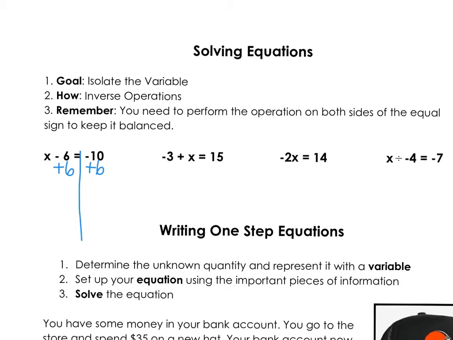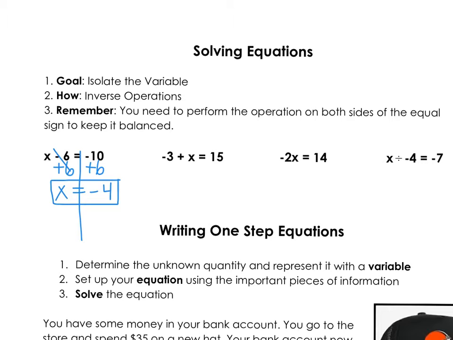And remember, what you need to do to one side, you need to do to the other side in order to keep the equation balanced. So I added 6 to both sides. That leaves me with just x over here, and negative 10 plus 6 is negative 4. So x equals negative 4.